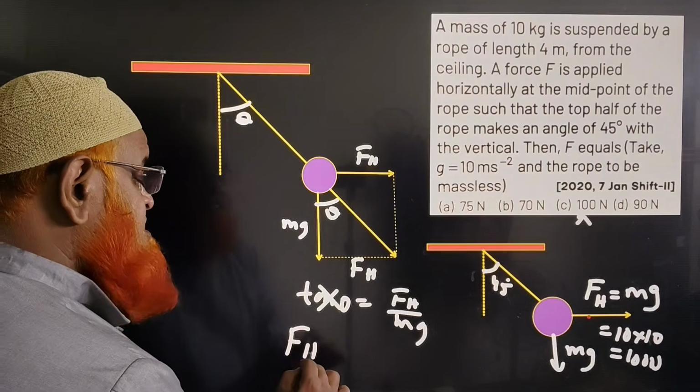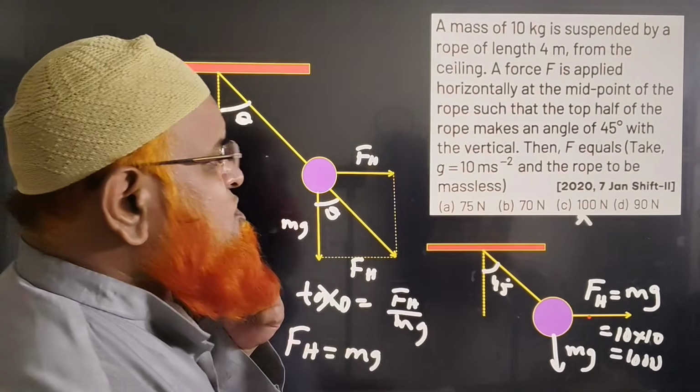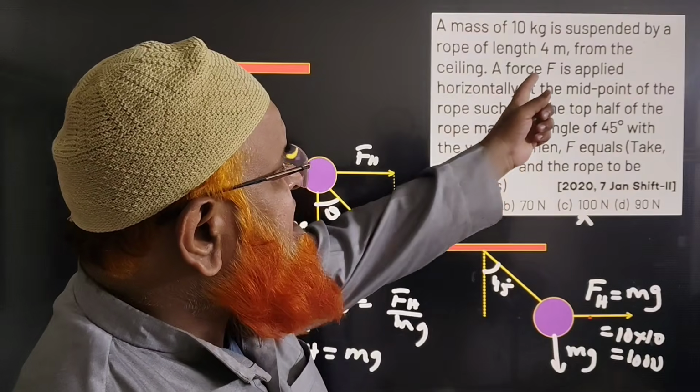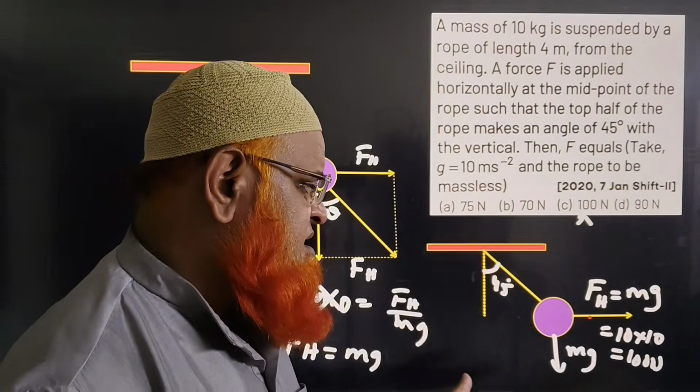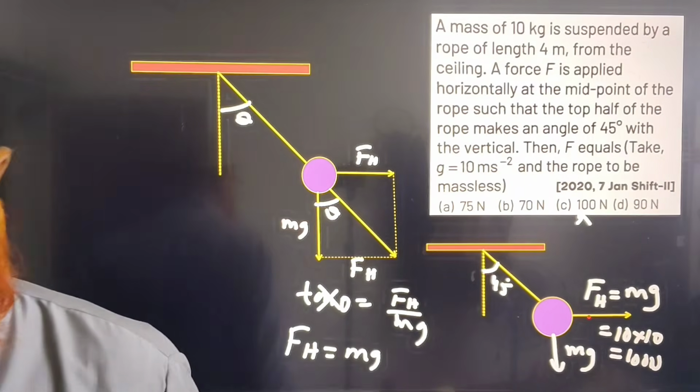That means the horizontal force will become the weight of the body, and the horizontal force and weight are going to be the same. So just mass into gravity. Mass is 10, gravity is 10. You can do it directly without even solving it. Thank you.